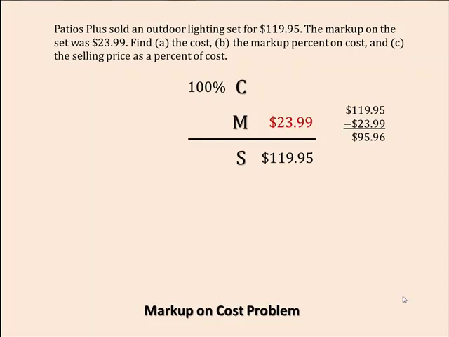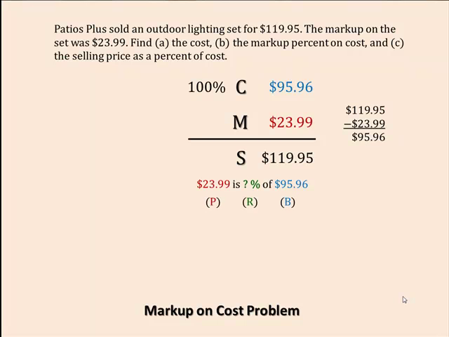So we know that the cost of this outdoor lighting set was $95.96, which happens to be our base because it's 100%. But we'll see that in a moment. So now, what question can we ask? We want to find out what the markup percentage is, so we can ask the question of $23.99 is what percent of $95.96?